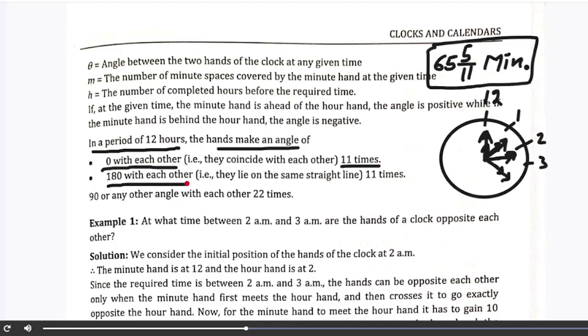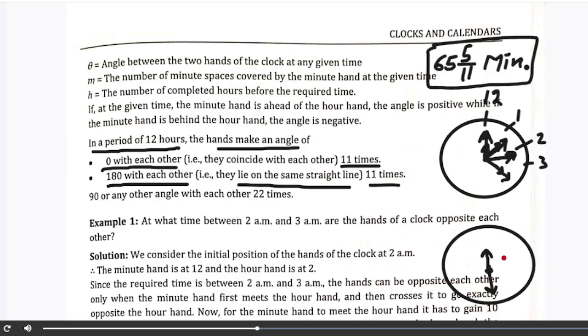And 180 degrees, that means they come on the same straight line but opposite each other, that is 11 times. When I say opposite each other, that means if the hour hand is here, the minute hand is going to be opposite. If the hour hand is here, the minute hand is going to be here. That means an angle of 180 degrees.